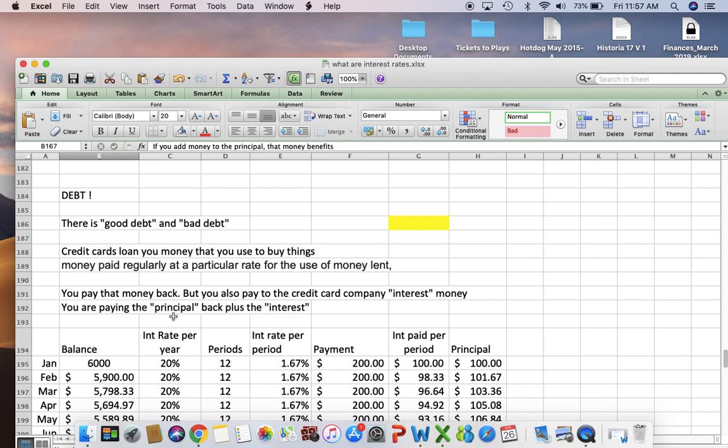A bad debt is a luxury item. A car. A car doesn't increase in value over time. A car decreases in value. If you take a loan out for a car, that's considered bad debt, and it's kind of a ding on your credit record. Another type of bad debt, in fact maybe the worst bad debt, is credit card debt.